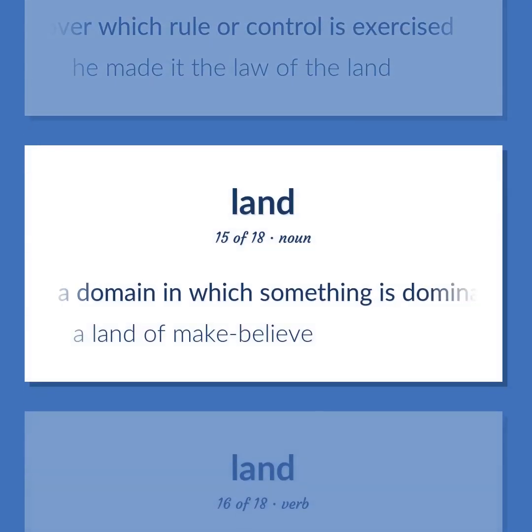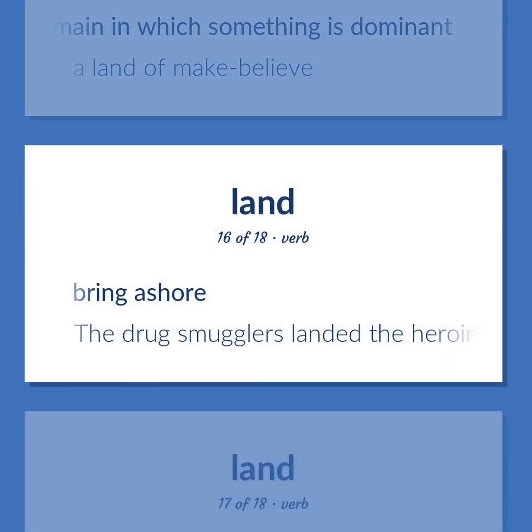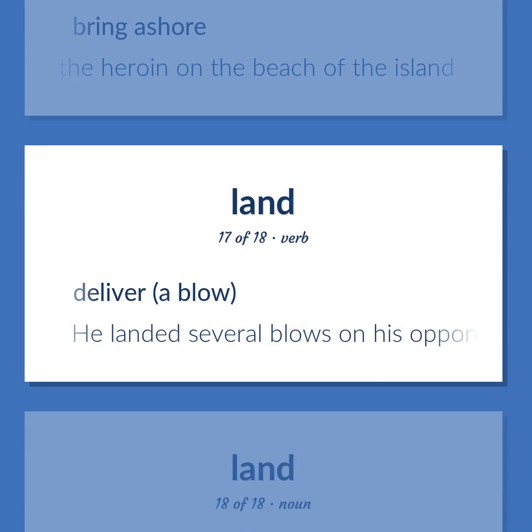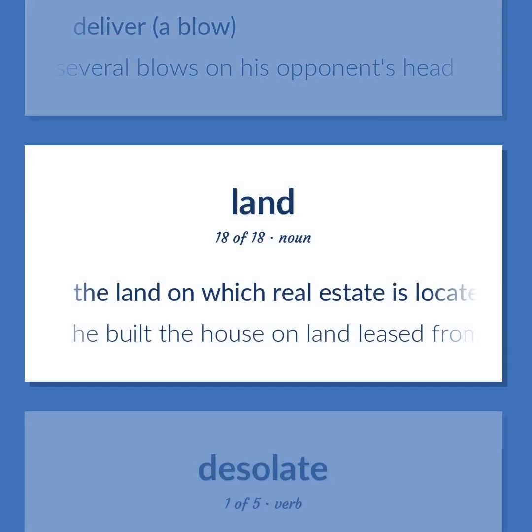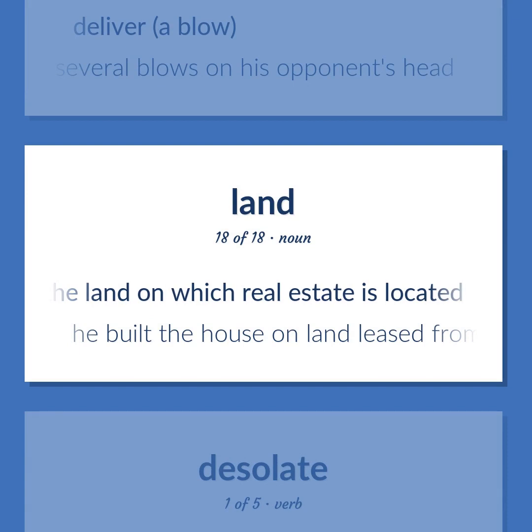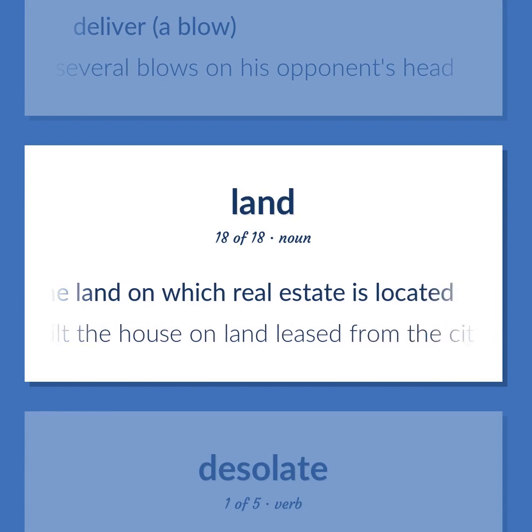A domain in which something is dominant. A land of make-believe. Bring ashore. The drug smugglers landed the heroin on the beach of the island. Deliver a blow. He landed several blows on his opponent's head. The land on which real estate is located. He built the house on land leased from the city.